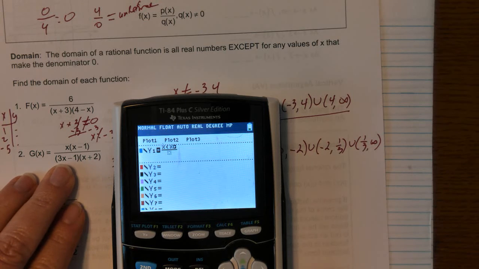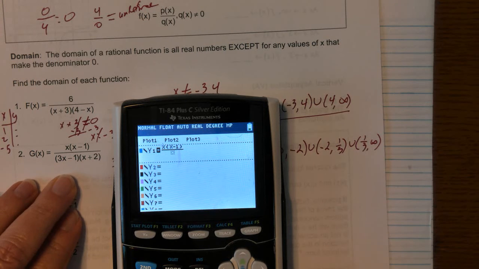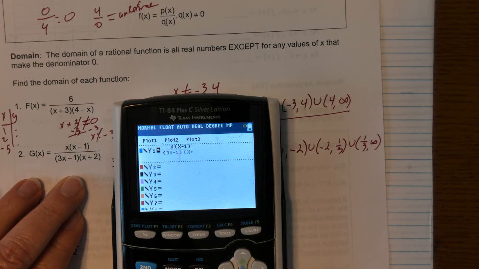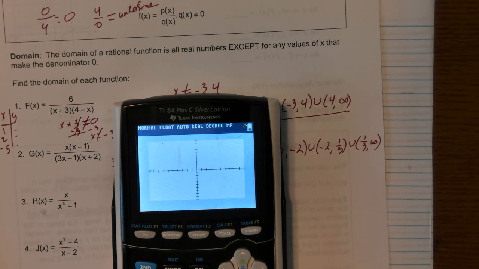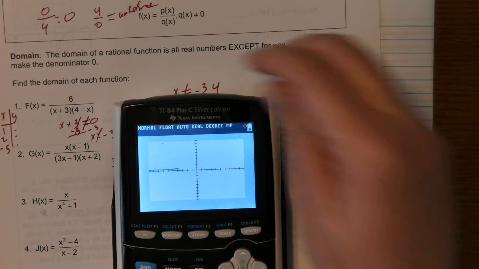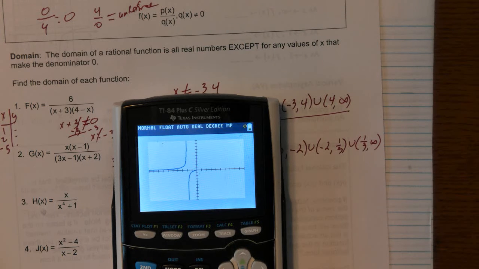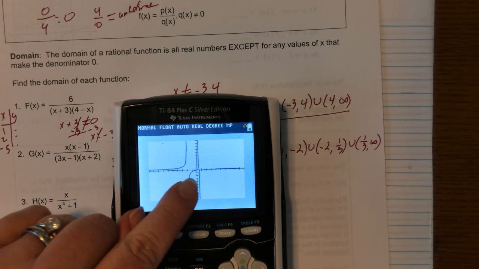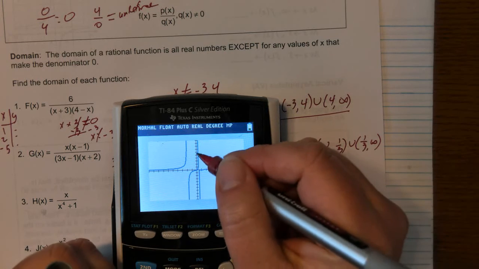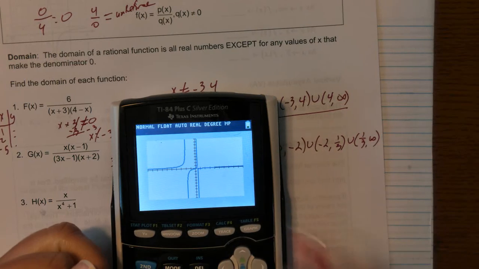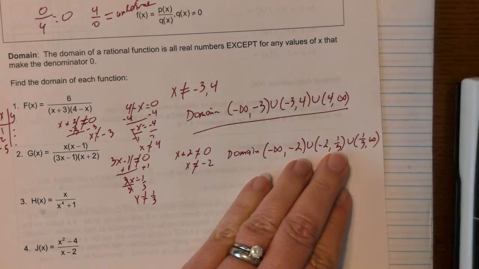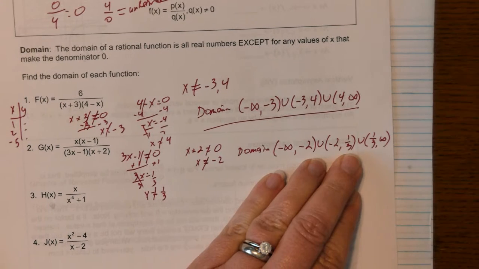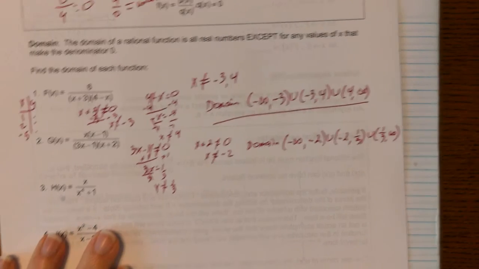X times x minus 1 over 3x minus 1 times x plus 2. And sure enough, when we graph it, negative 2 is the problem. And it's kind of hard to tell that this one is at positive 1/2, I'm sorry, positive 1/3. But once you know it's 1/3, you can kind of tell. Okay? All right. Number 3.